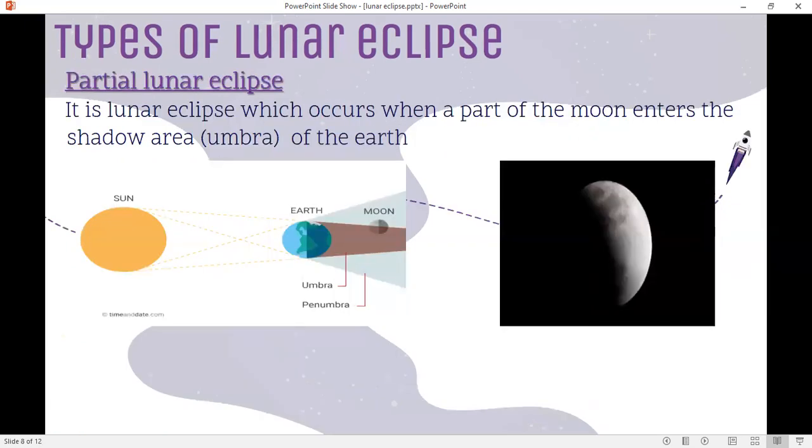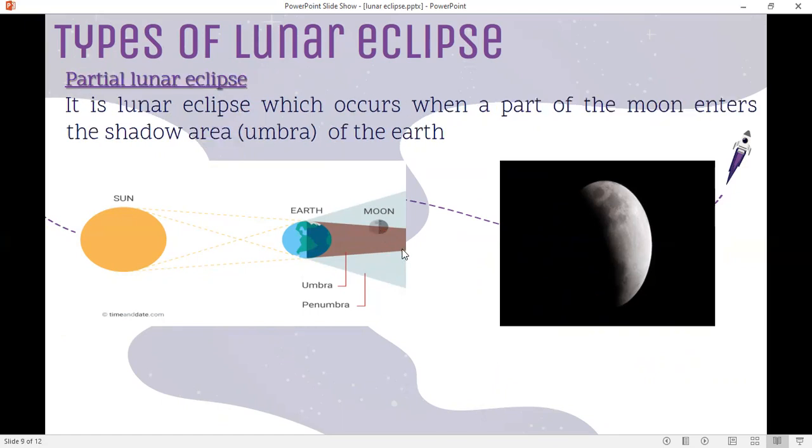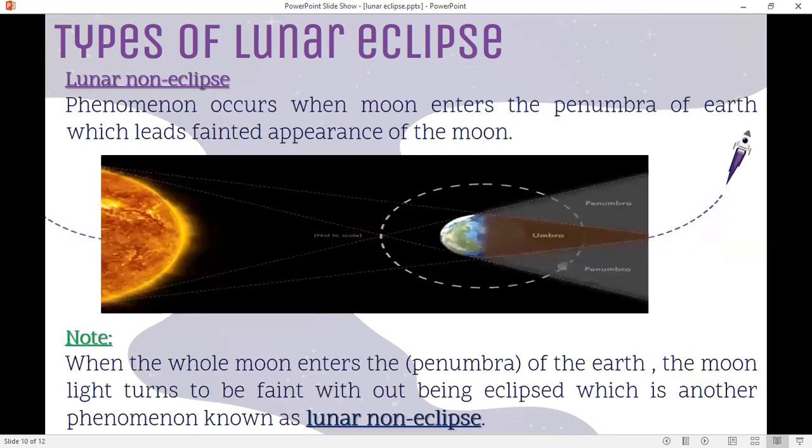And if part of the moon comes in the shadow area, umbra, and part of it in the penumbra, it will make another type of lunar eclipse, which is the partial lunar eclipse. As you can see here, this is the penumbra and here is the umbra. So part of the moon is in the umbra shadow and part of it in the penumbra. So the lunar eclipse that occurs is a partial lunar eclipse. It will seem like this: part of it red, not all.